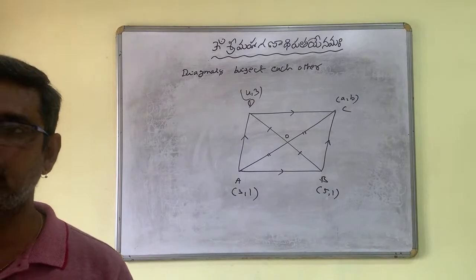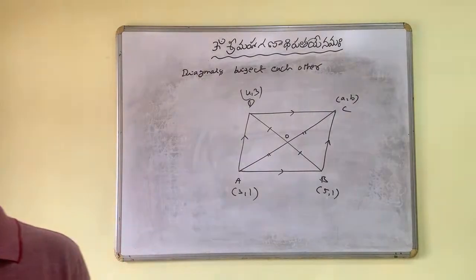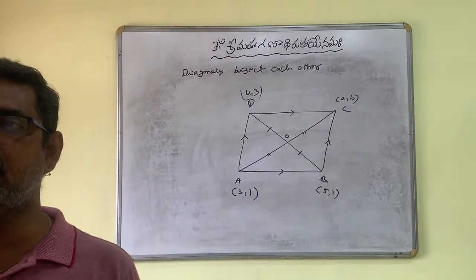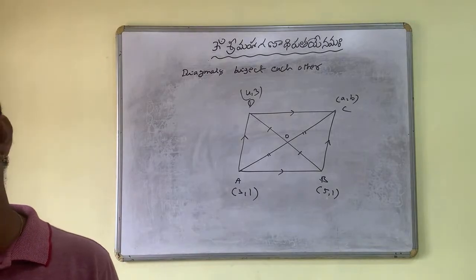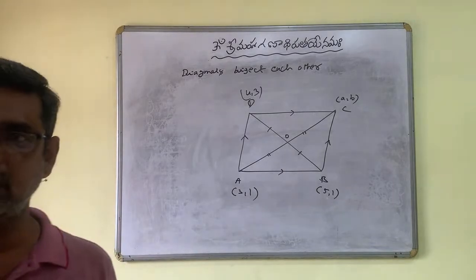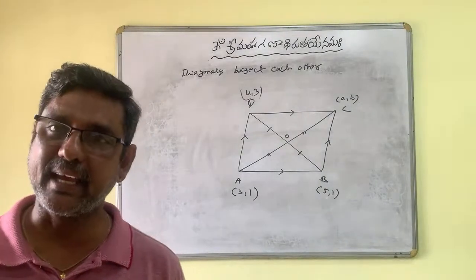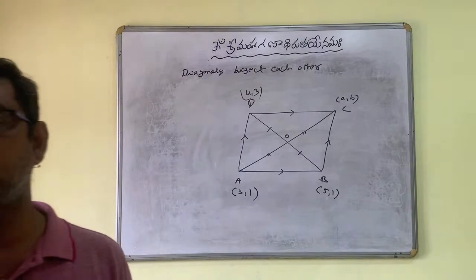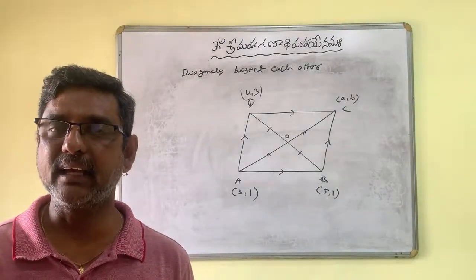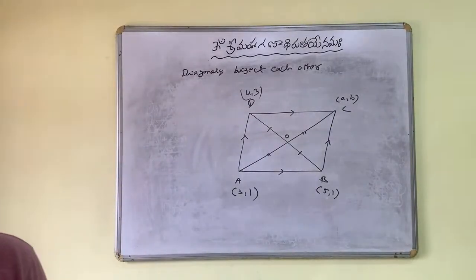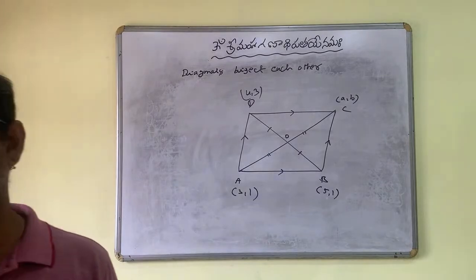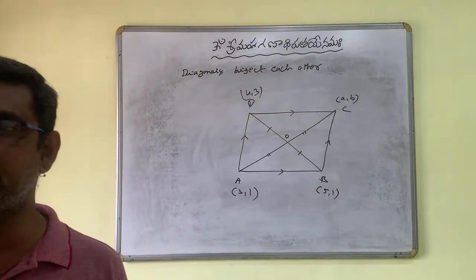Okay na? So, since O is the midpoint of AC, apply section formula by taking 1:1 ratio. And it is also the midpoint of BD, apply section formula by taking the ratio 1:1. Apply section formula for AC and BD both.